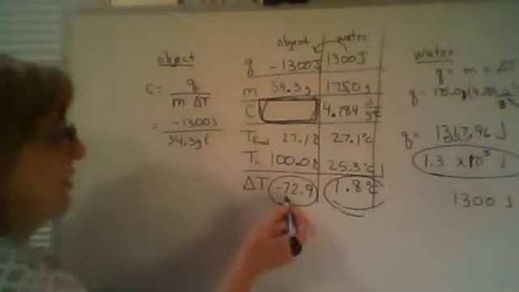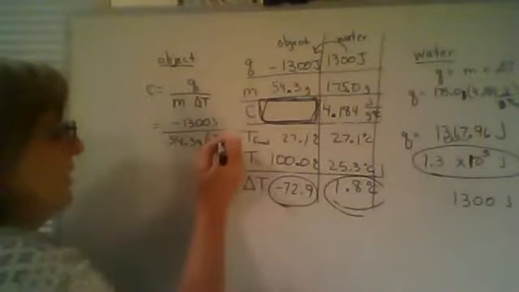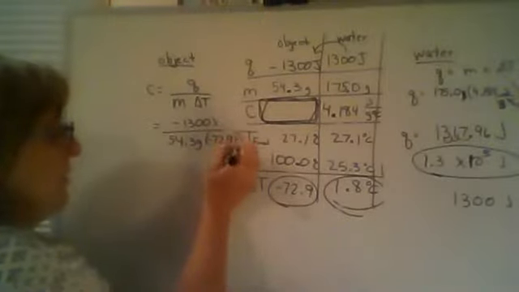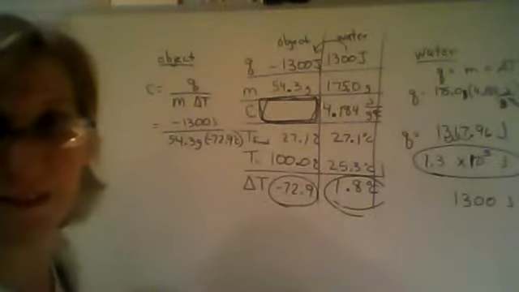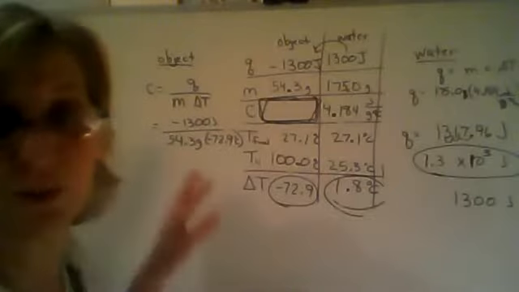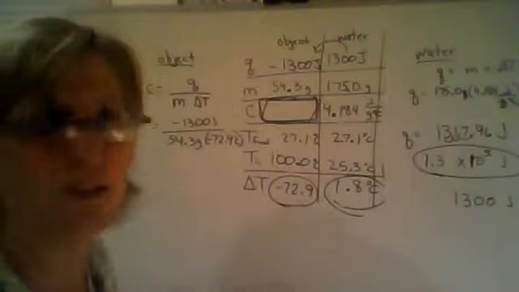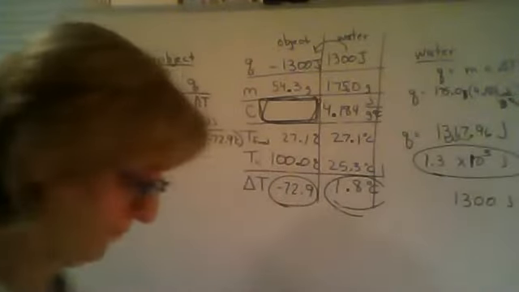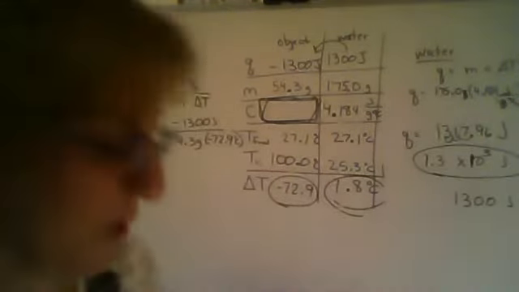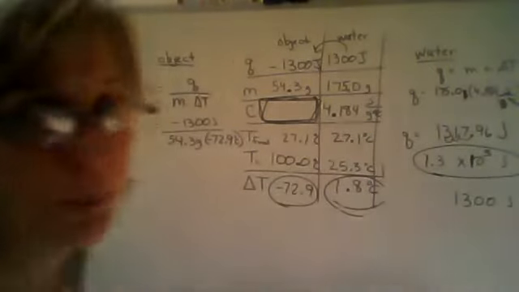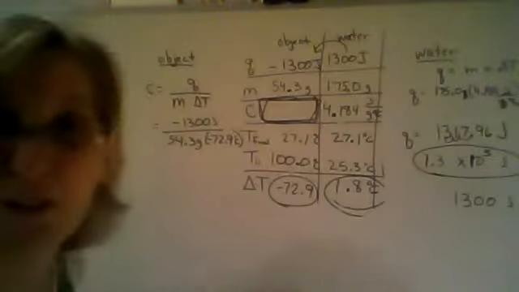And my change in temperature is negative 72.9 degrees Celsius. I hope that makes sense. I just plugged into the equation. No, that's not true. I got it. So I was going to talk about significant figures, but that's it. Now we just need to plug it in. I have to get my calculator. I dropped it on the floor.